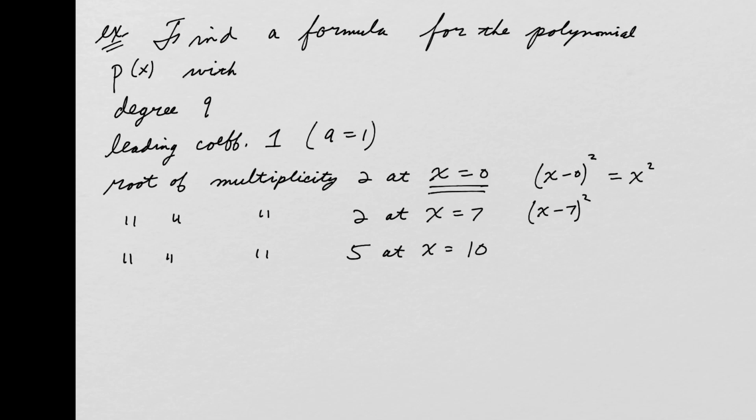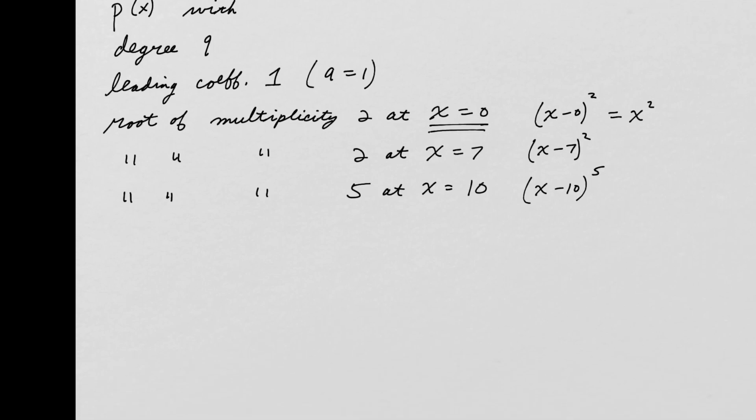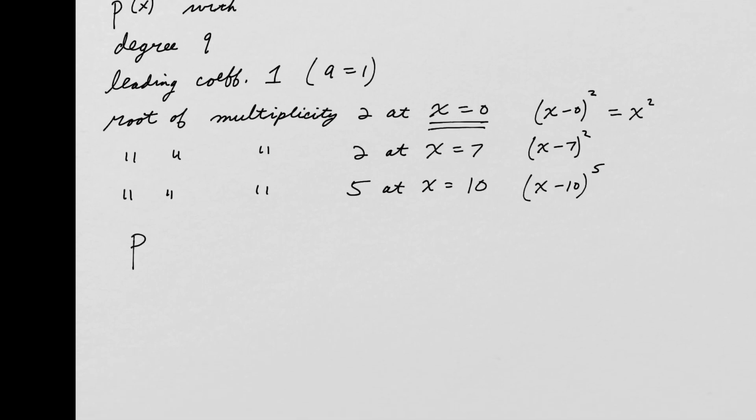And then finally, if I have a root at x equals 10, then the factor must have been x minus 10 that led to it. And since it's multiplicity 5, then the exponent has to be a 5. So if we put this all together, right, then we know that the polynomial will have this formula. So the a is a 1, right? We've been told that the leading coefficient is a 1, so a is 1.